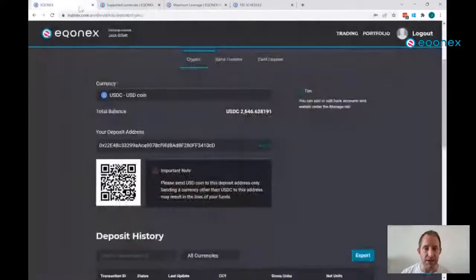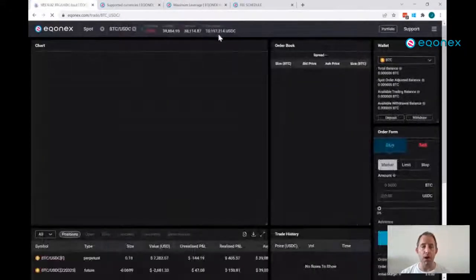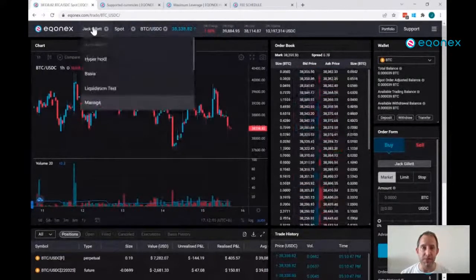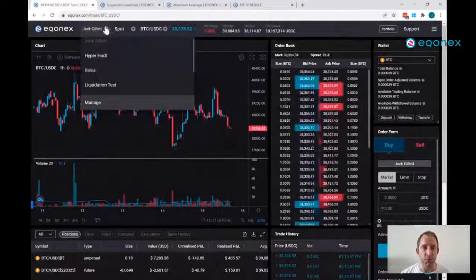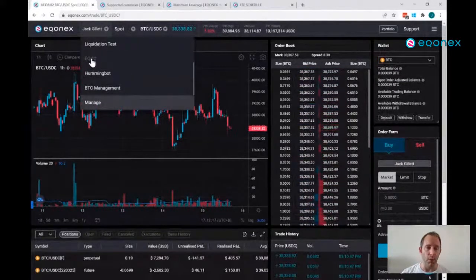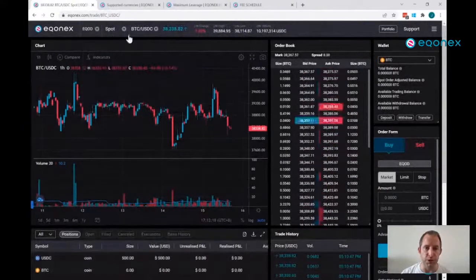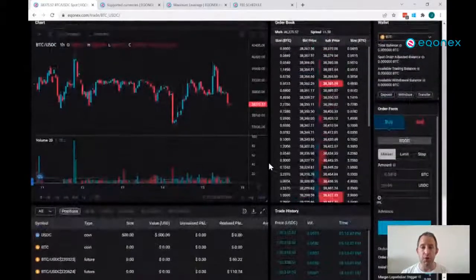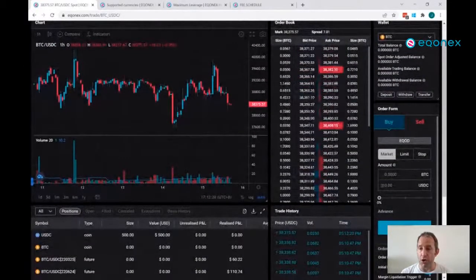Now back to the exchange. So I go to trading to take me back to the main page. This, as I said, is my main account, Jack Gillett, but I've actually set up a sub account just for this demonstration. So if you click on the drop down, you can see all of the sub accounts that you've created so far. The one I've created for this demonstration is called EQOD, and you can see I've deposited $500 already into this account. So let's imagine you've created your account and you've credited $500.